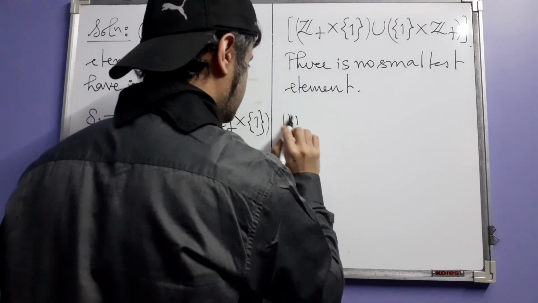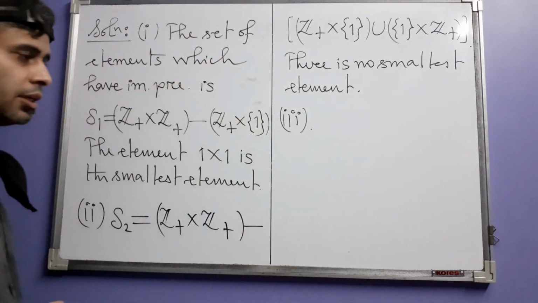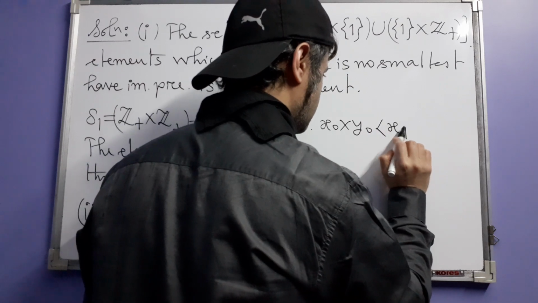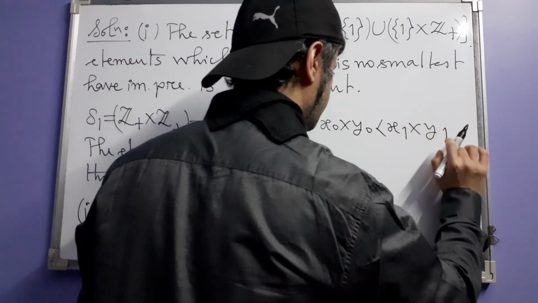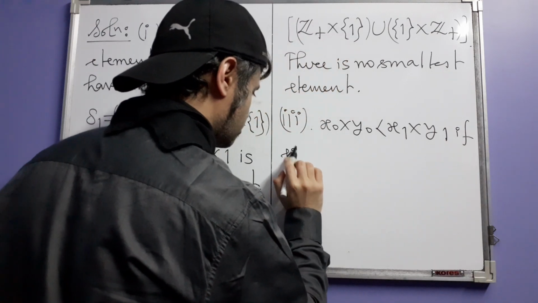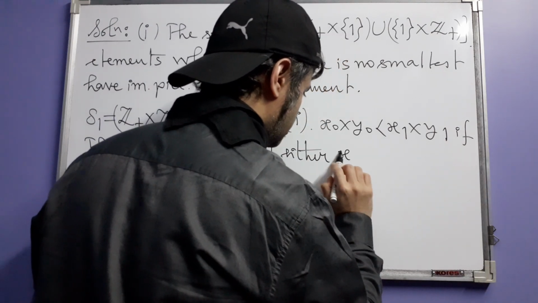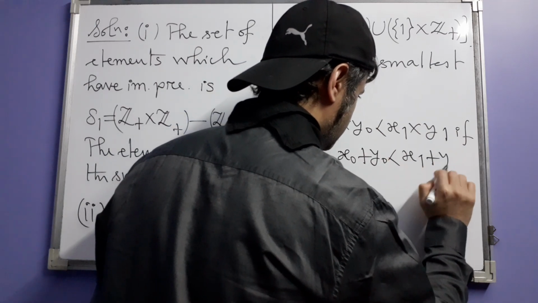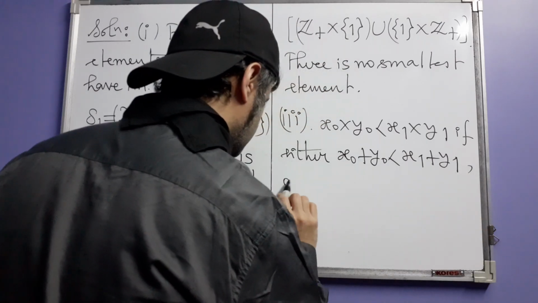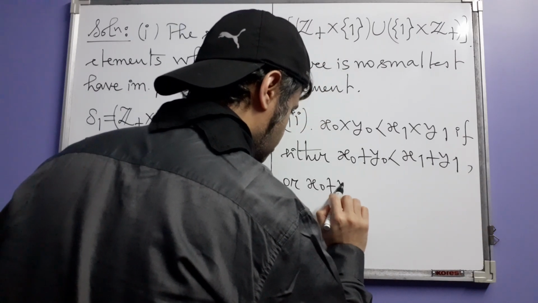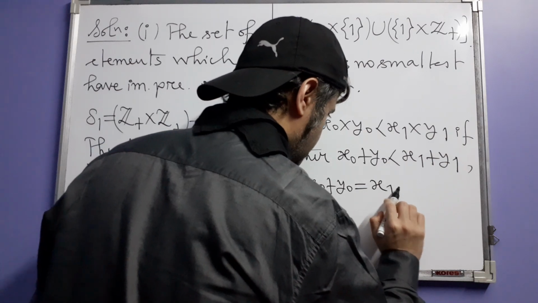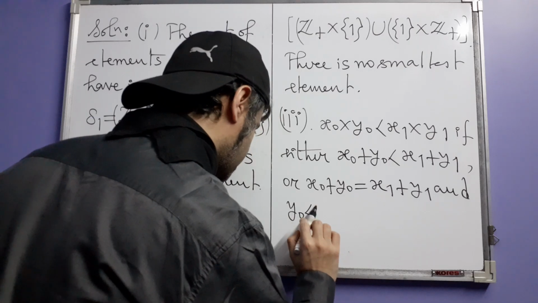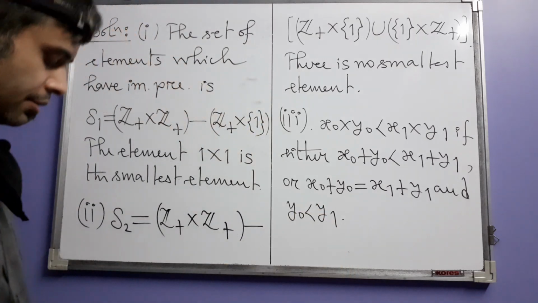Now next we come to the third one. In the third one, the definition is this. If either, this time however we have sum of coordinates, not difference, or these are equal and that other condition is same, y not less than y1.